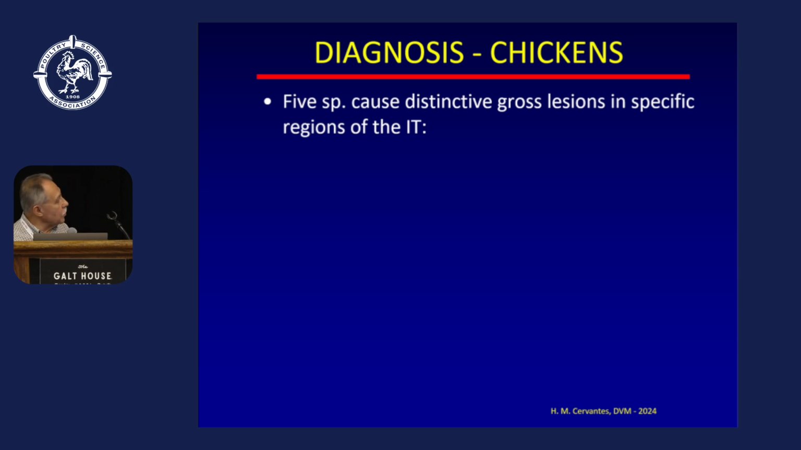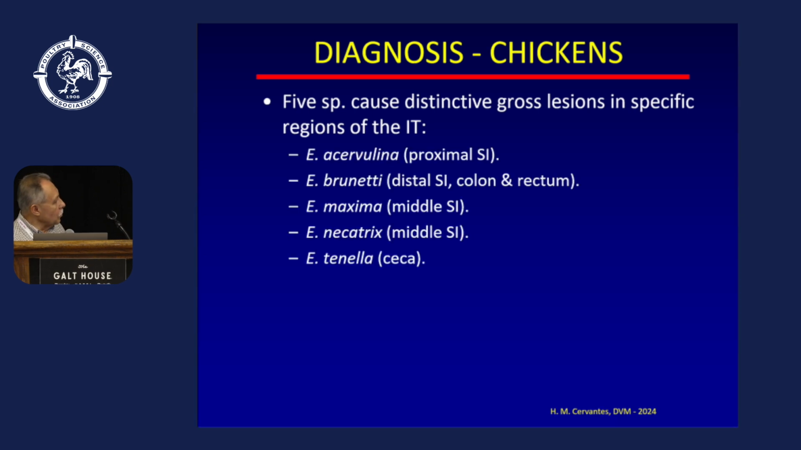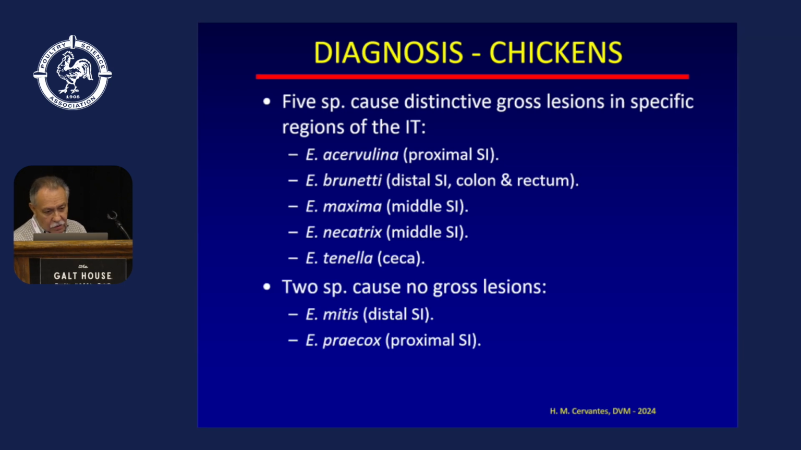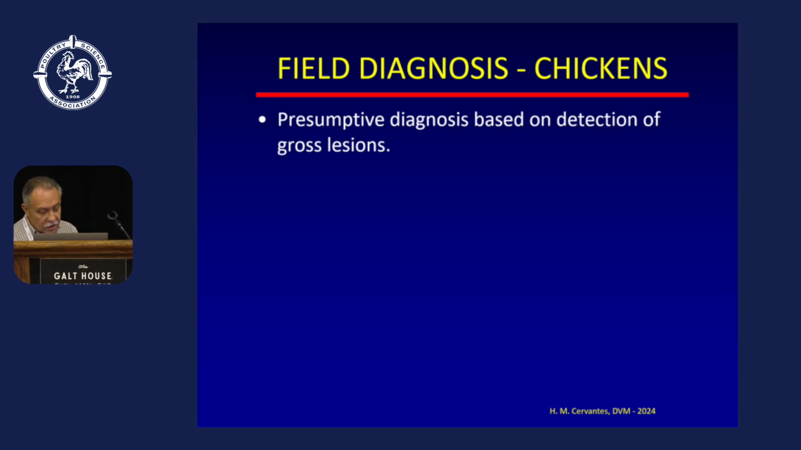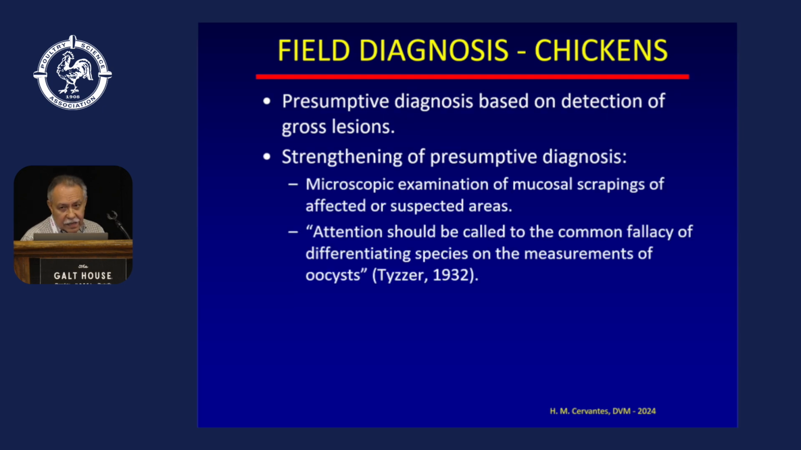If I remind you again, there are 5 species that cause distinctive gross lesions in specific regions of the intestine. I already mentioned the species and the areas they infect. There are 2 species that do not cause distinct gross lesions, or the lesions are so mild and transitory in nature that it's very difficult to catch them. Those would be mitis and praecox, as I mentioned before. A presumptive diagnosis of coccidiosis can be made based on the detection of the typical gross lesions, and that diagnosis can be strengthened by microscopic examination of mucosal scrapings of the affected or suspected areas.